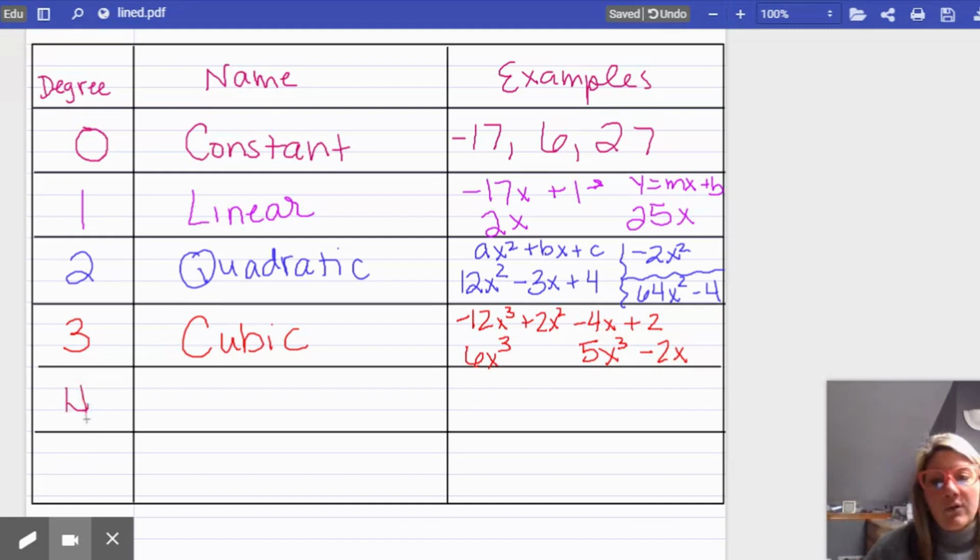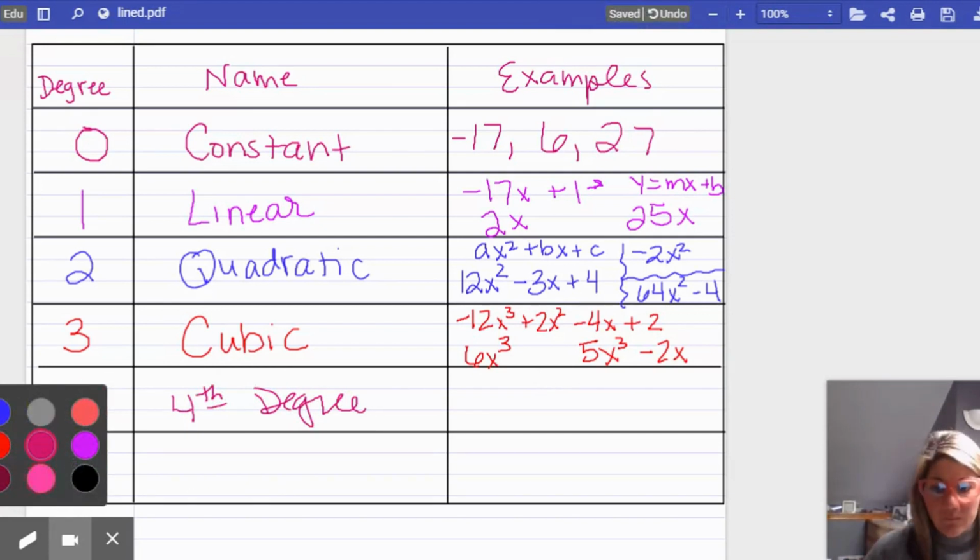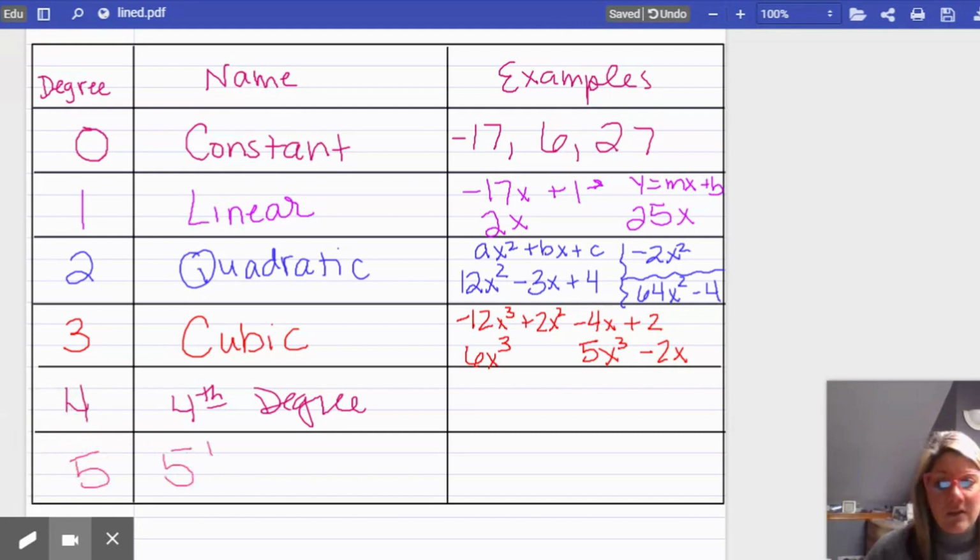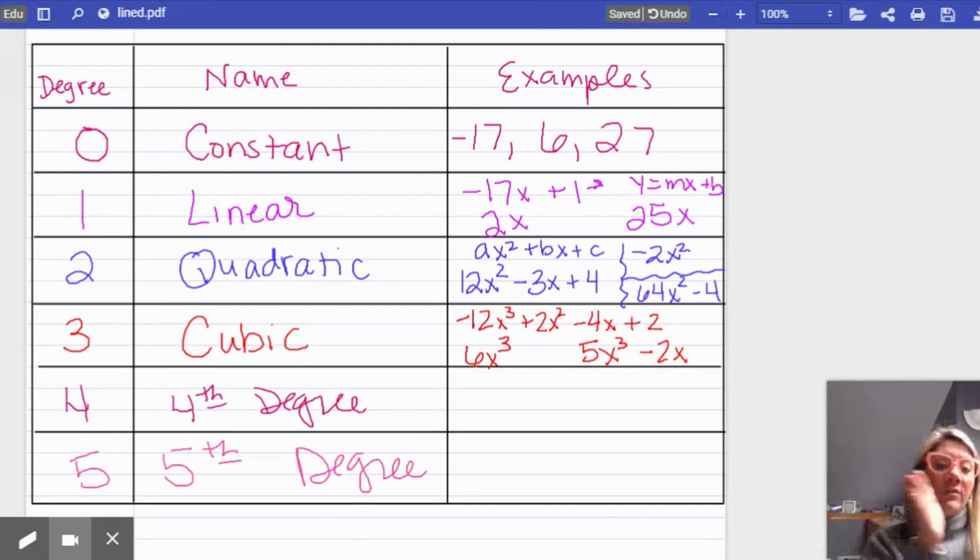So if I have a 4th degree polynomial, we usually just call them 4th degrees. You could call them quartic, but if you put 4th degree, and the same goes for 5th degree polynomials, or anything higher than 4, you're just going to take that number and say like the 4th degree, 5th degree, 6th degree, 7th degree. Like I said, 4th degree does have a name, it's quartic. 5th degree does have a name, it's quintic. However, if you put 4th degree or 5th degree, that's totally fine.